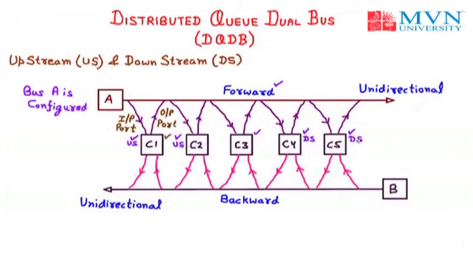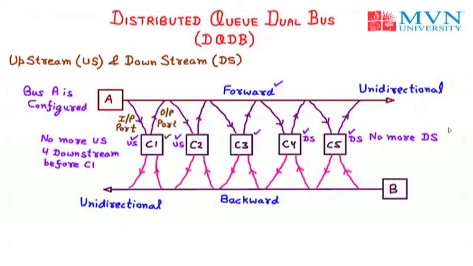So now the station number 1, that is C1, has no upstream station, and with respect to system number 1, C2, C3, C4 and C5 are all downstream. So C1 has 4 downstream stations. Now if I am talking about station number 5, that is C5, there is no more downstream station because system number 5 is the last system in the complete bus A.